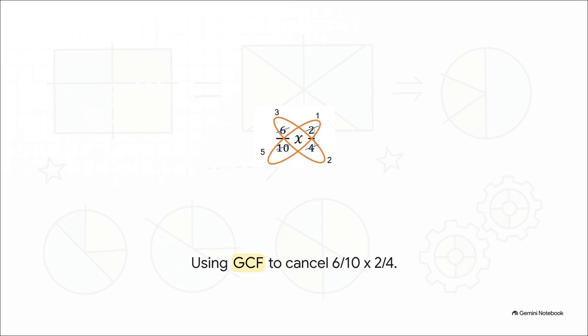6/10 times 2/4. Instead of doing 6 times 2 and 10 times 4, we cross-cancel. Look at the 6 and 4 diagonally. Their GCF is 2, so the 6 becomes a 3 and the 4 becomes a 2. Now look at the 2 and 10 diagonally. Their GCF is also 2. The 2 becomes a 1 and the 10 becomes a 5. Now multiply the tiny leftover numbers. 3 times 1 is 3, and 5 times 2 is 10. The answer is 3/10, solved in seconds without ever having to deal with big numbers.